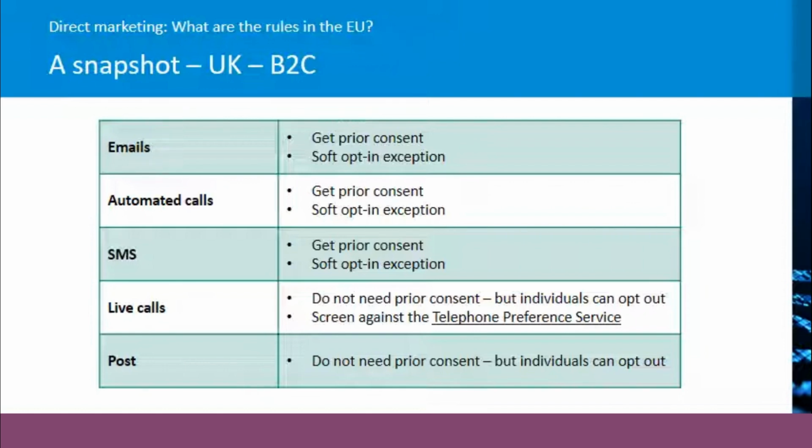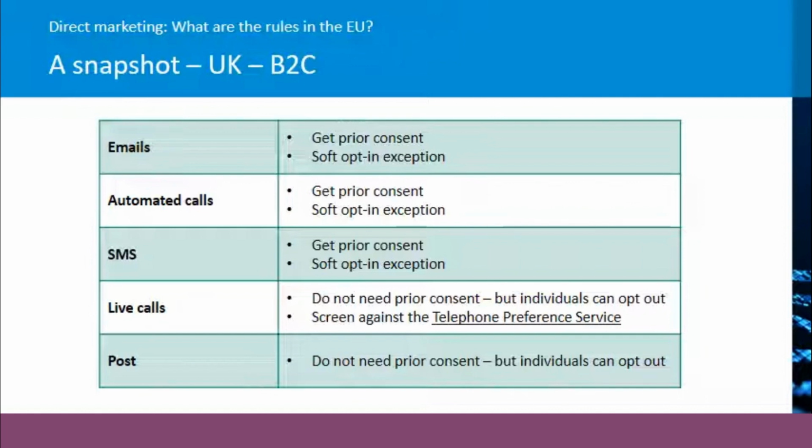So as you can see, we've included 5 different types of marketing mediums. And the first 3, emails, automated calls, and SMS, will constitute electronic direct marketing and so will be governed by the e-Privacy Directive rules. So as we've just covered in the preceding slides, where you're carrying out electronic direct marketing, you either need to get consent, unless you can rely on the soft opt-in exemption where it's available to you.